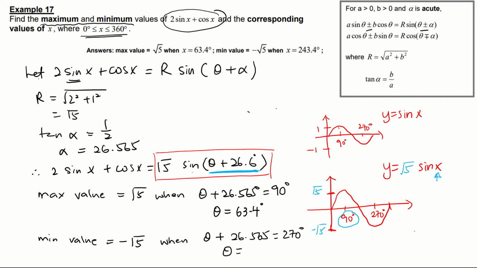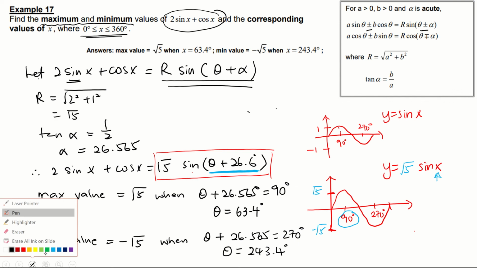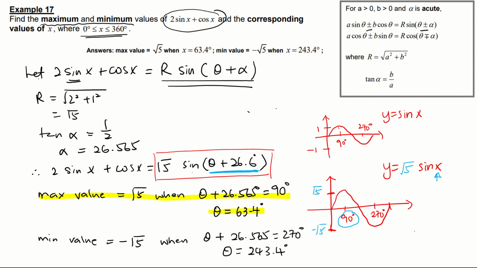So when the question asks you for maximum or minimum, it's always good to draw out your sine graph or your cosine graph, depending on your expression, whether it's r sine or r cosine. And take note that I write the maximum, minimum, as well as the corresponding angle, all in one line, followed by solving the angle. So this is how you answer a question that asks for maximum and minimum values, as well as the corresponding values of x.